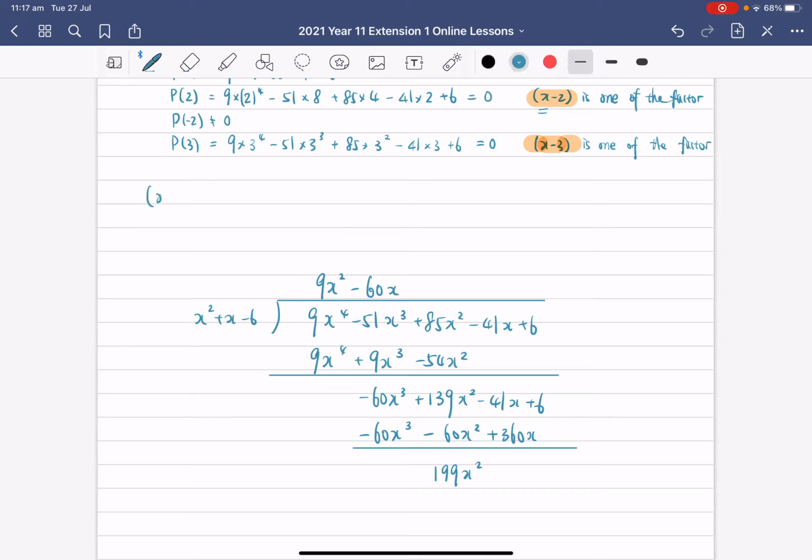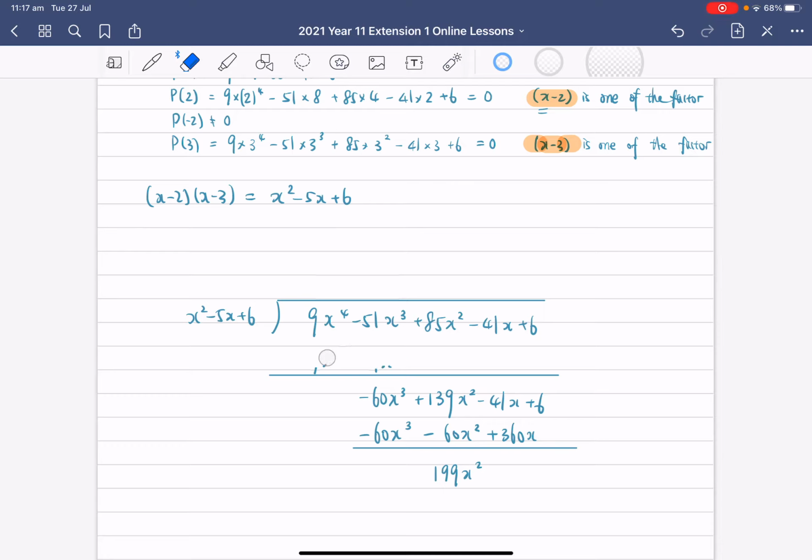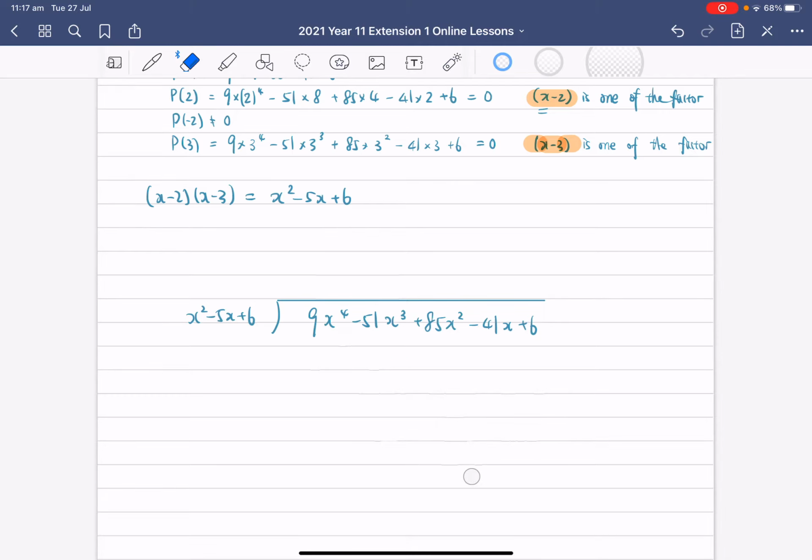Okay, so that gives you x minus 2 and x minus 3 as the combined factors. And then if we combine them together, it becomes x squared minus 5x plus 6. So I'm going to change that divisor here to x squared minus 5x plus 6. That just means all of this stuff here shouldn't be correct anymore, so I'm just going to remove all of them.